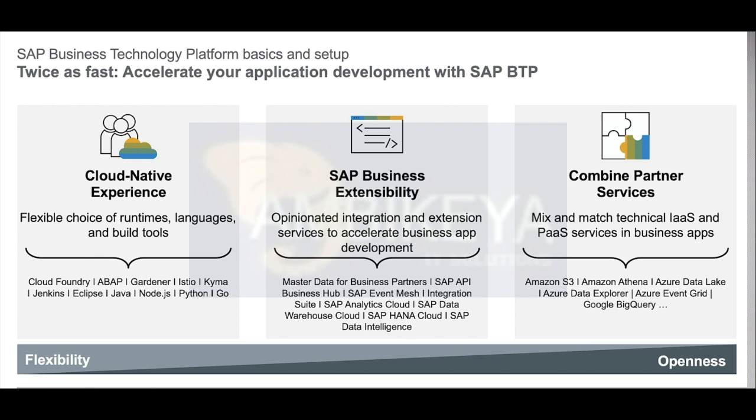Lastly, BTP stands out in its ability to offer option to consume partner services. This is very unique. These could be hyperscaler data lakes like Azure Data Explorer or AWS S3, or Google BigQuery, to messaging solutions such as Azure Event Grid. If you have already chosen hyperscaler products, you do not need to migrate your data. Instead, we enable integration and federation experience to secure your existing investment and accelerate your future ones with BTP.